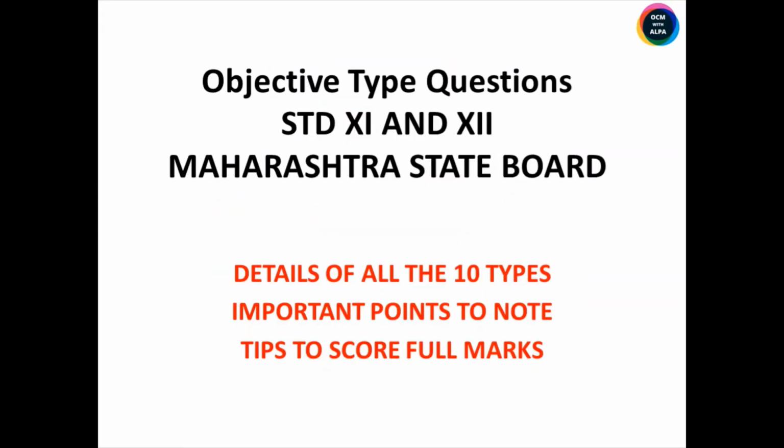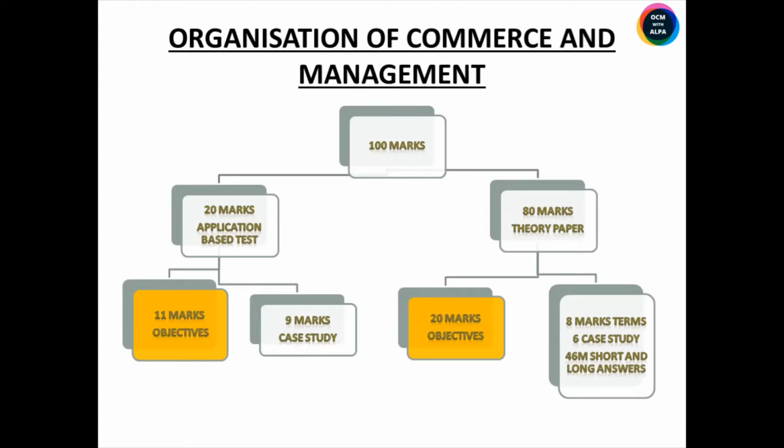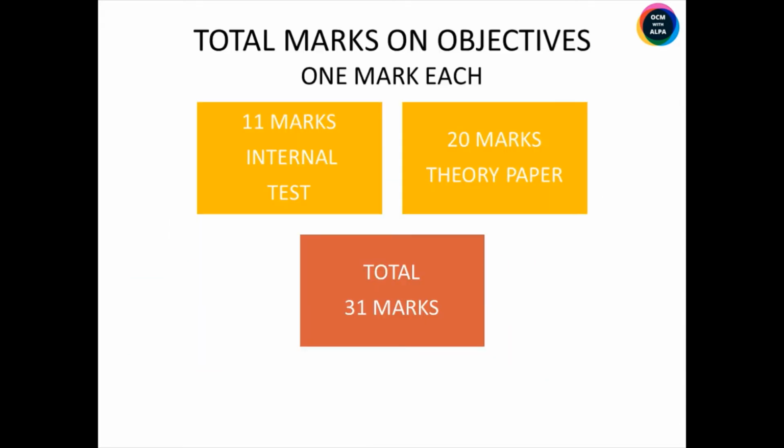In today's video on details about objective type questions relevant to both 11th standard as well as the 12th standard of Maharashtra State Board, we will be talking about details on how to score full marks in the objective types. As we know, the new board paper pattern has 20 marks of application based test, which has 11 marks of objectives, and the theory paper has another 20 marks of objectives. So together we have around 31 marks out of 100 in objective questions, 1 mark each.